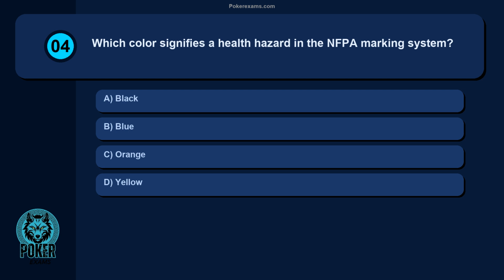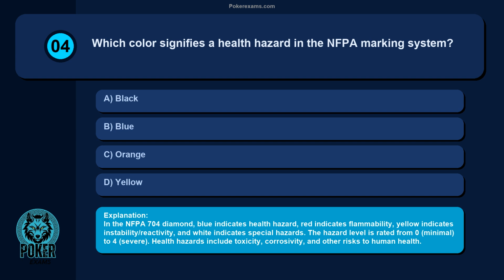Question 4. Which color signifies a health hazard in the NFPA marking system? Black, blue, orange, yellow. In the NFPA 704 diamond, blue indicates health hazard, red indicates flammability, yellow indicates instability/reactivity, and white indicates special hazards. The hazard level is rated from 0, minimal, to 4, severe. Health hazards include toxicity, corrosivity, and other risks to human health.